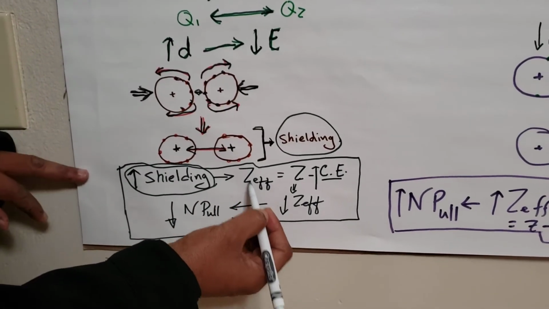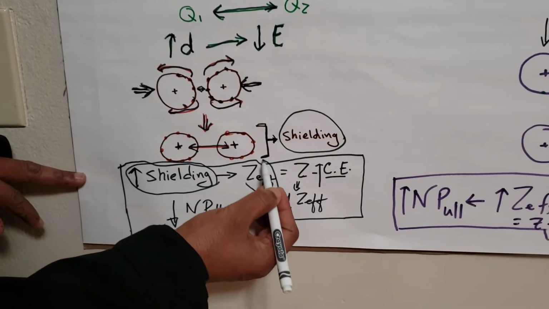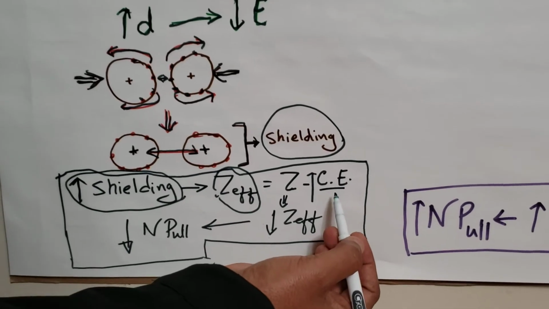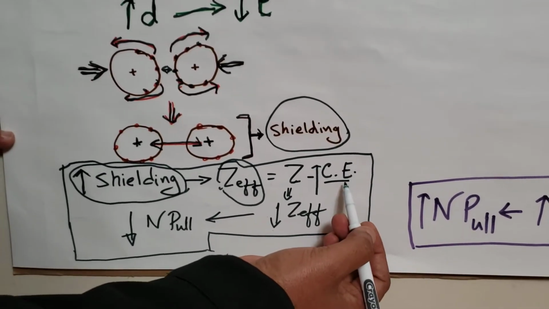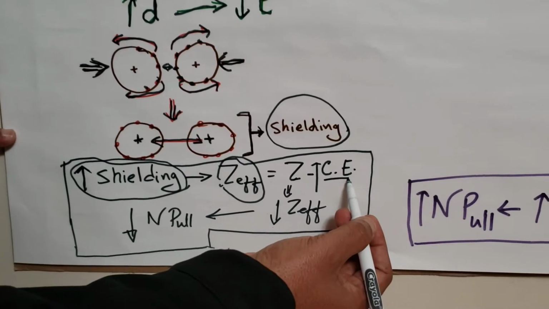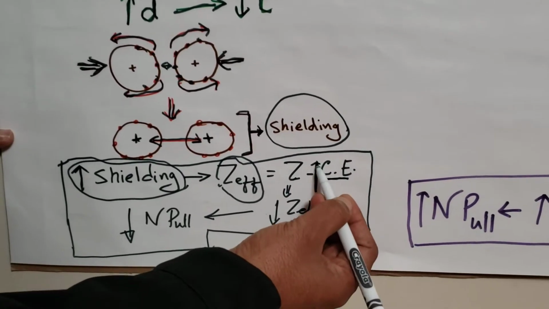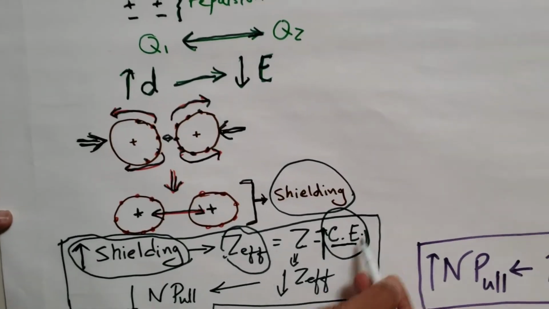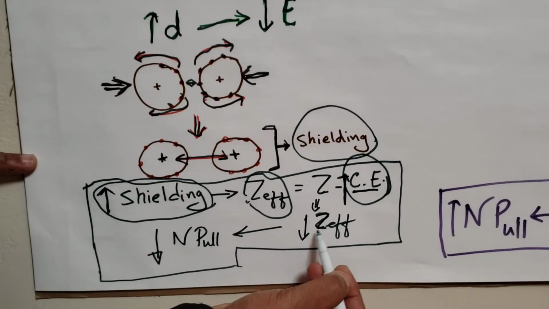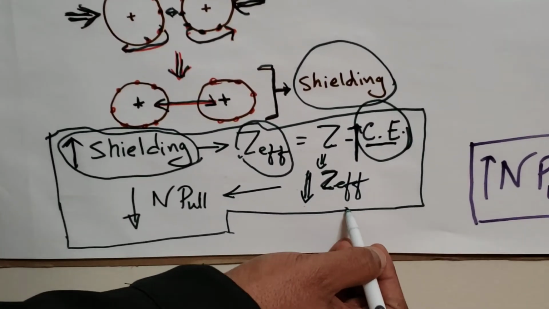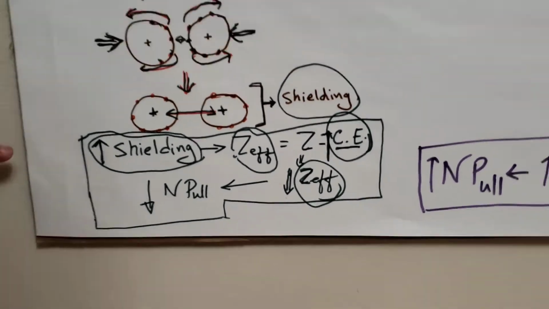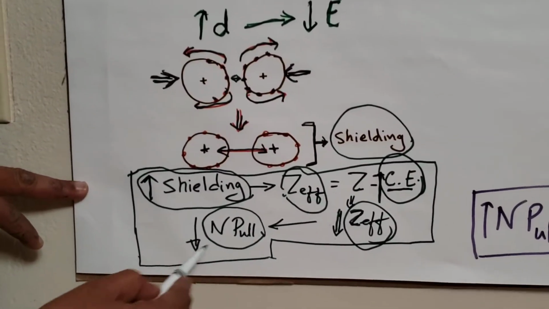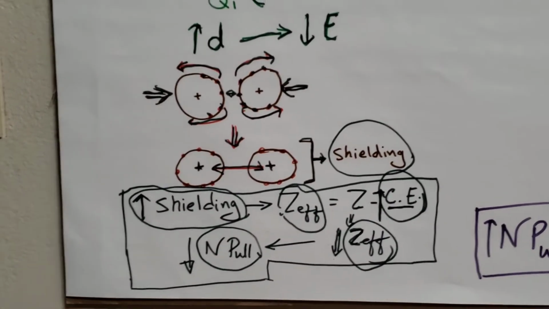Zeff, effective nuclear charge, which is Z, the number of protons, minus core shell electrons. In shielding, the core shell electrons increase. From the proton, if the core shell electrons increase, what happens? Your Zeff, effective nuclear charge, will go down. And when Zeff goes down, you will have less nuclear pull. Nuclear pull will also go down.